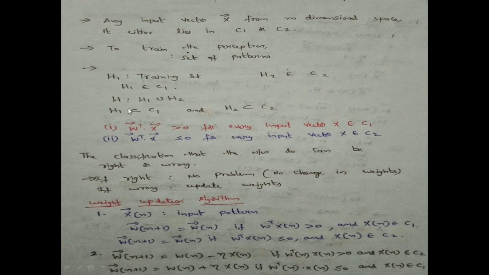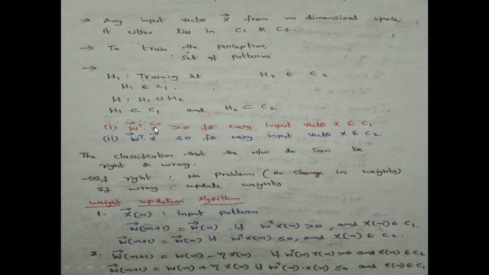That is, the H1 training patterns are a subset of class C1 and the H2 training patterns are a subset of class C2. So we make clear that we are not taking every sample of this particular class C1, right? We are taking only some samples, so we represent those samples as H1. So obviously H1 is a subset of C1 and H2 is a subset of class C2.